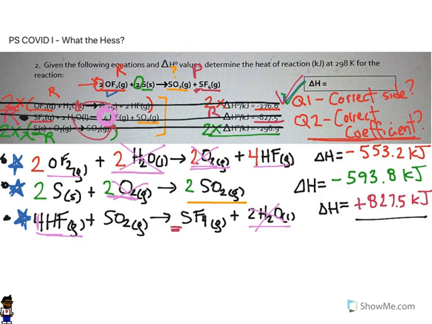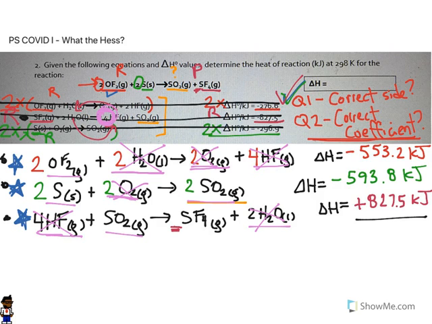Now, had this been just a 1, then you would have only canceled out 1 HF and you would have been left with 3. But that's not the case here. The coefficient is 4, so the 4 HF, they get canceled out. Moving on to the next reaction, 2S solid. Does that show up anywhere on the product side of these reactions? No, it doesn't, so that's fine. What about 2SO2? Does that show up on the reactant side for any one of these reactions? And it turns out that it does. It shows up right here.